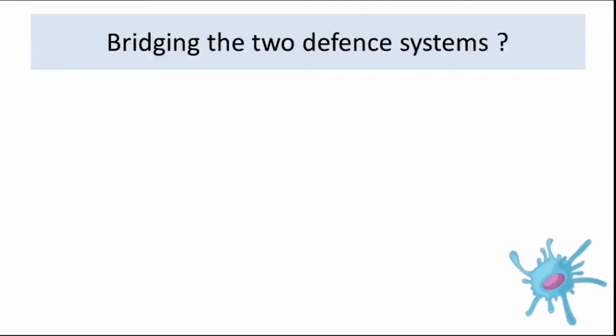Okay. Now, we see that there are two defense systems in the body. One is the innate defense system and the second is the adaptive defense system. How do we actually bridge them? I mean, who are those operators which work in between, so that when the body's innate immune system is failing to deal with the pathogen which is invading the body, they are going to alert the next level of the defense system?